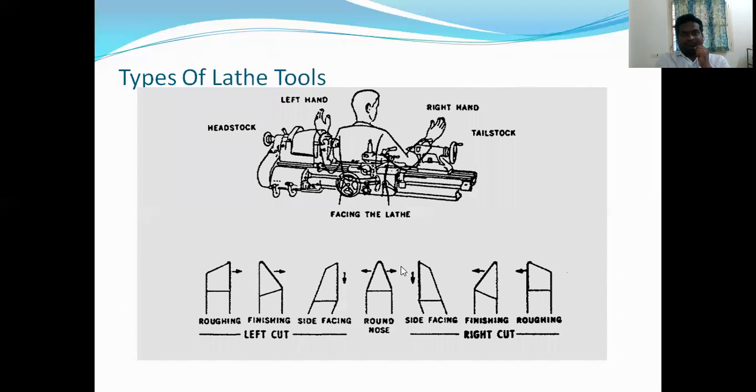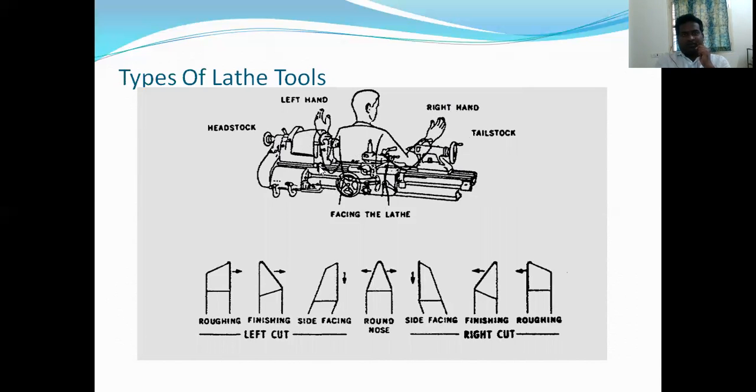Here, observe. I already told you this is the right hand side, where the operator is. On the left hand side is the headstock, and the tailstock is at the right hand side. So the operation is performed with the right hand tool. We are moving our carriage, or our composite, from right to left.